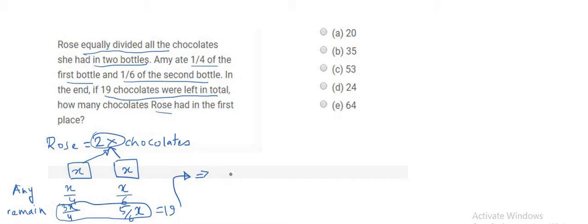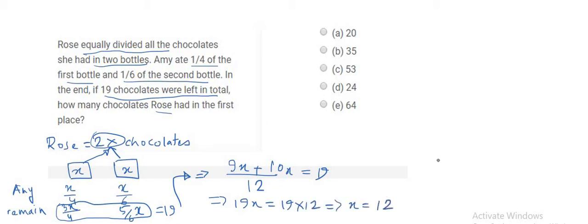So let us now solve this equation. So it's 12, it's 3 and 3 9x, and 2 10x equal to 19. 19x equal to 19 times 12. So we have x equal to 12. So Rose initially had 2x chocolates, so it's 2 times 12 equal to 24. So initially she had 24 chocolates.